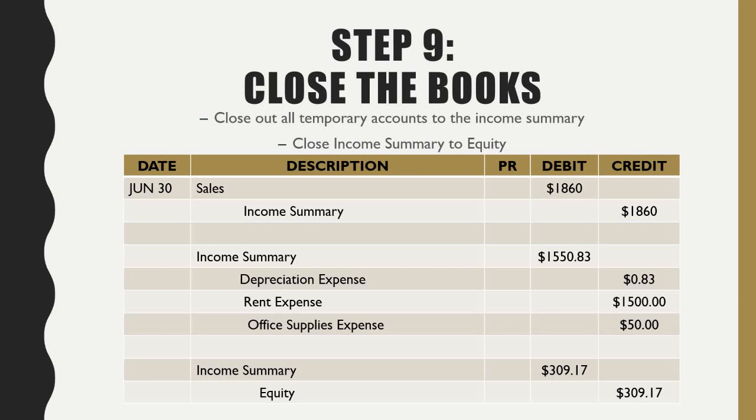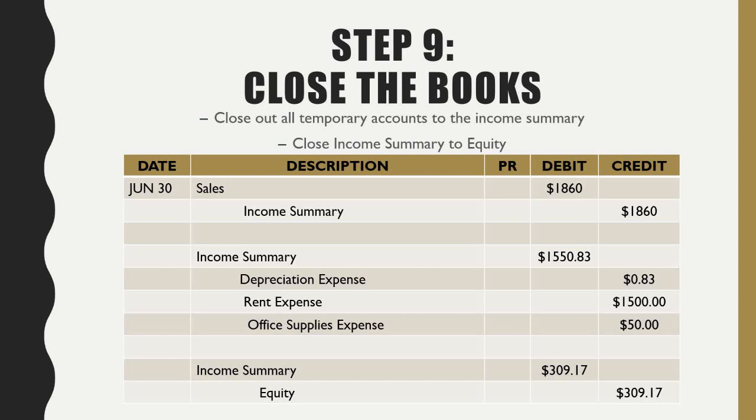Okay? So to close out the books, we're going to debit our revenues and credit our expenses, all into income summary, and depending on what position your income summary is in, whether you need to debit or credit the account, you're going to close it out into equity. All right? And then anything else that comes after is closed out to equity.